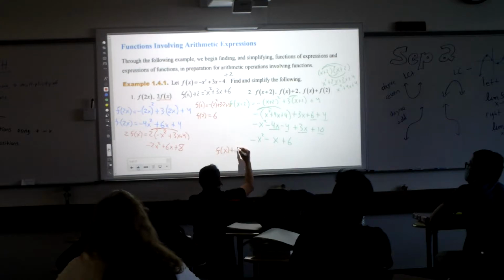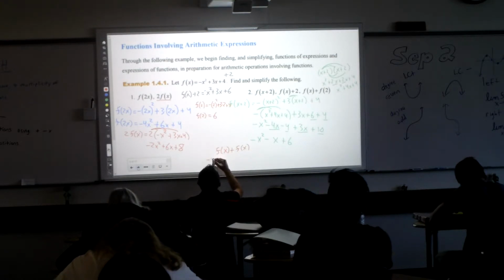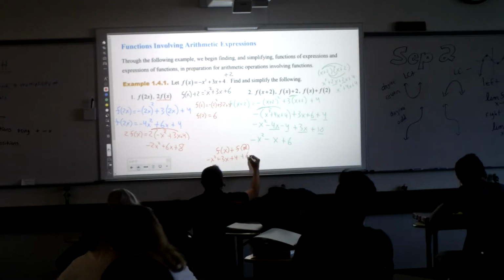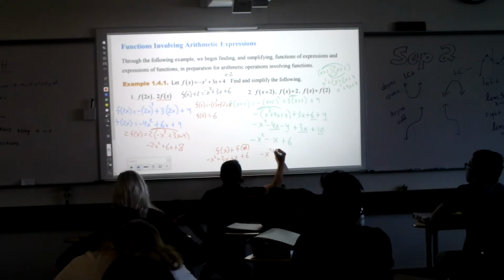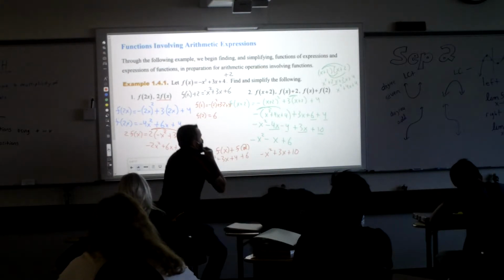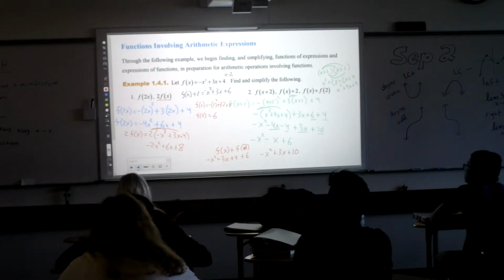F of x plus f of 2. F of x is negative x squared plus 3x plus 4. And we just said, oh, sorry, this would be f of 2, right? F of 2 is 6. So that will just be negative x squared plus 3x plus 10. And there you go. All right, any questions on this, guys?